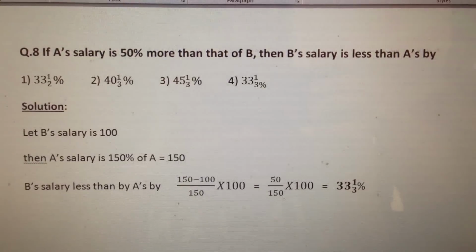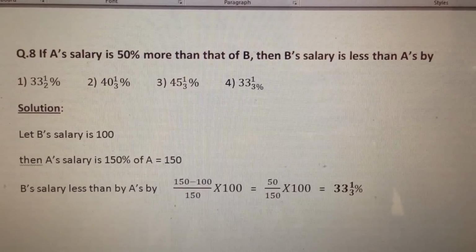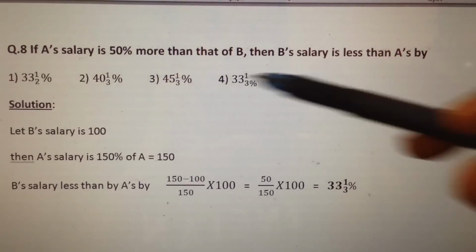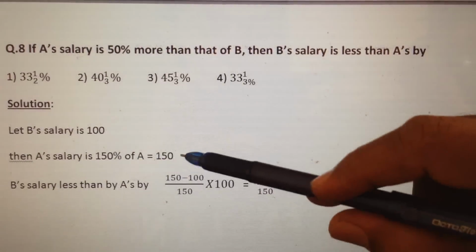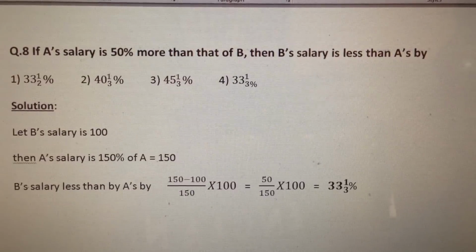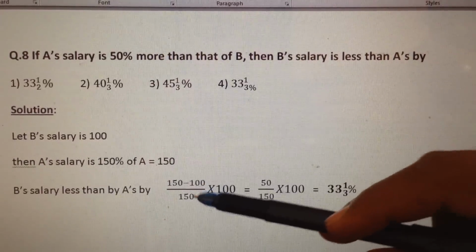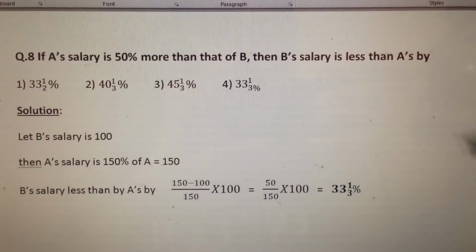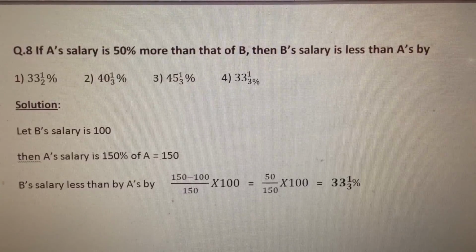Next question. If A's salary is 50% more than that of B, then B's salary is less than A's by. Now let us assume that B's salary is 100. Then A's salary is 150% of B as per the question, which is equal to 150. Now B's salary is less than A's by (150 minus 100) by 150 into 100, which is equal to 50 by 150 into 100, which is equal to 33 1 by 3%. So the answer is option number 4.